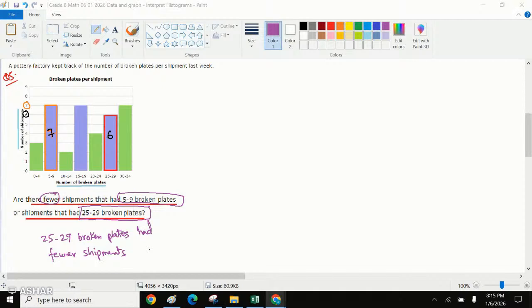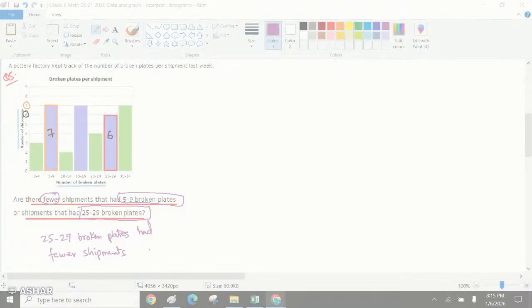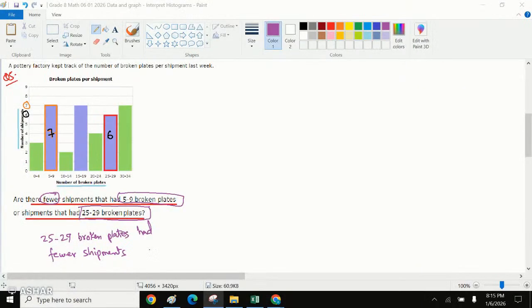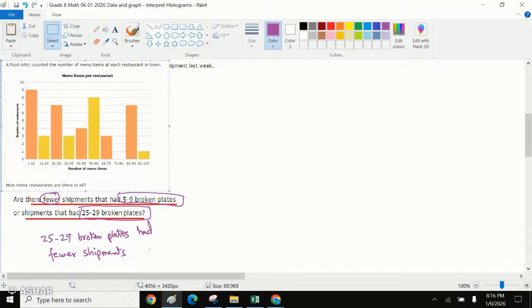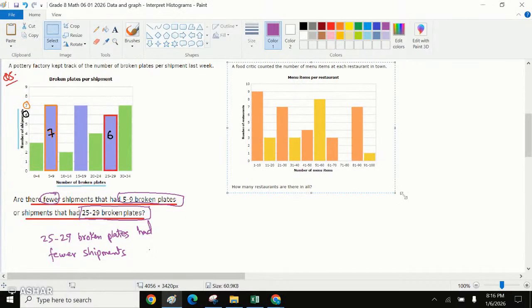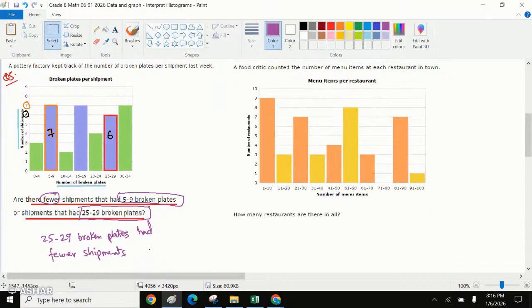If there are any questions, please feel free to ask them. Okay. Please feel free to ask the question. I'll just copy the next question. It's again about restaurant and the menus. Okay. For the next question, question number 6. The question is something like this. Okay. If this is question number 6, okay.